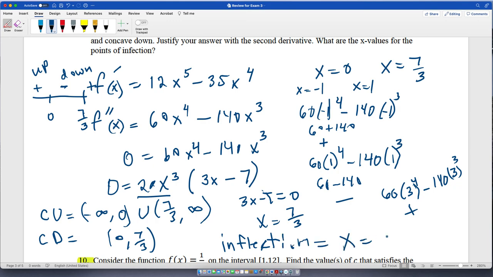Is when x equals 0 or 7/3. Okay, so second derivative test.